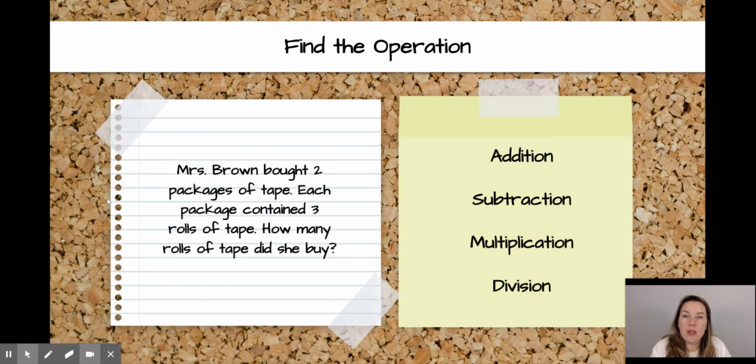Mrs. Brown bought 2 packages of tape. Each package contained 3 rolls of tape. How many rolls of tape did she buy?